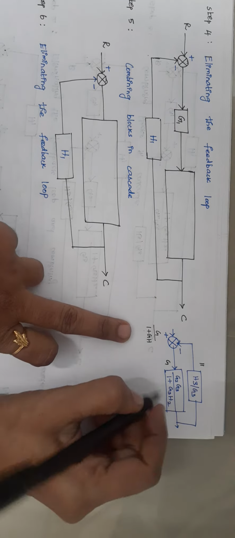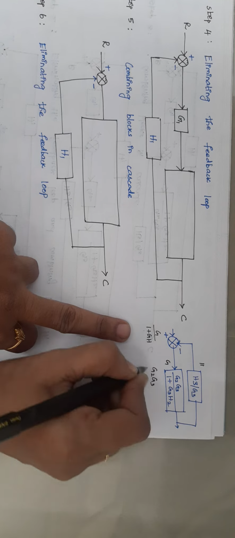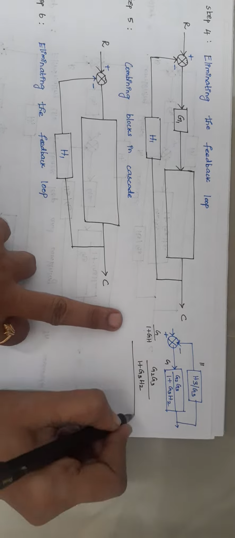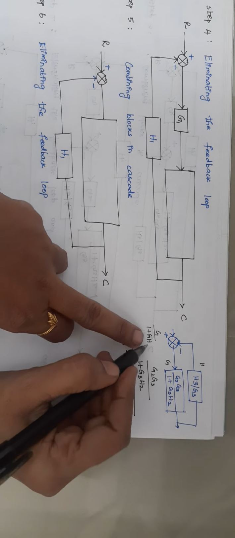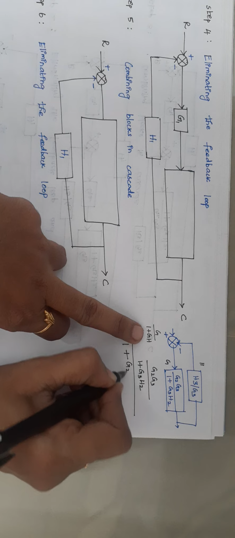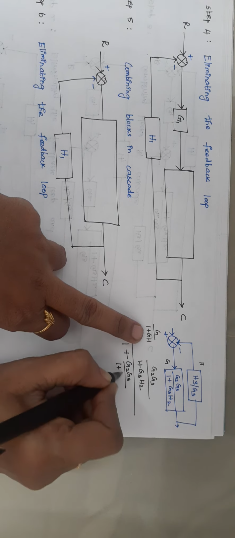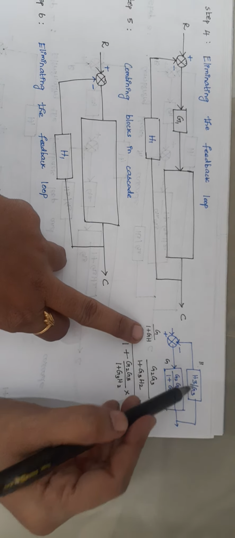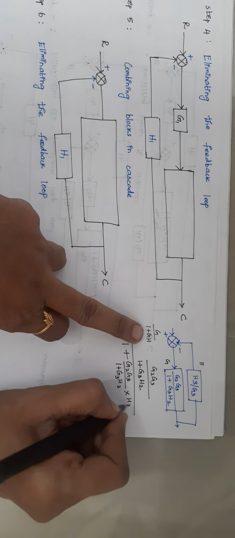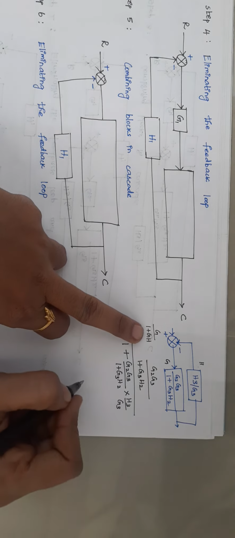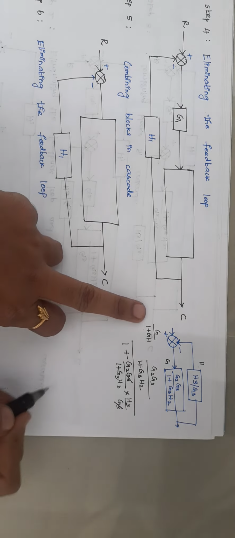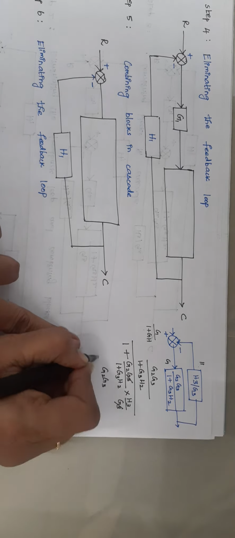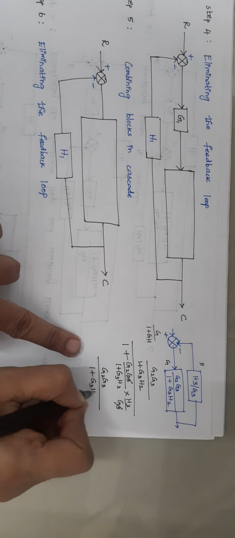So in the place of G, I am having G2 G3 divided by 1 plus G3 H2, right? The whole divided by 1 plus, again in the place of G, I am having G2 G3 divided by 1 plus G3 H2, which is multiplied by, in the place of H, I am having H3 by G3, right? So here G3 G3 will get cancelled. And the remaining elements will be G2 G3 divided by 1 plus G3 H2.